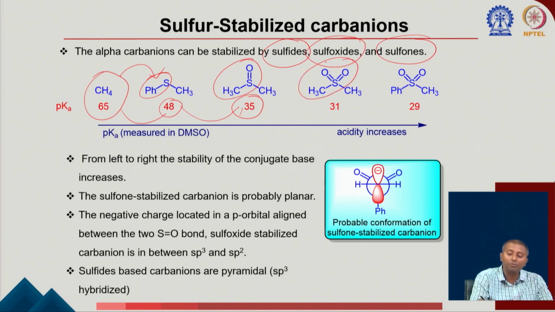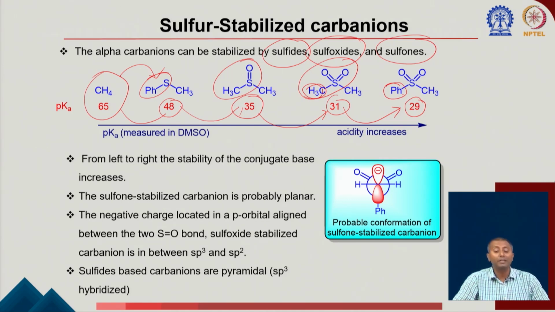SO2CH3, sulfone, then the pKa jumps to 31. So you are seeing the acidity slowly increasing, and if you replace one of these methyls by a phenyl, this proton becomes even more acidic, pKa 29. So what we are clearly seeing here is some sort of effect of sulfur. Of course, compared to the sulfide, once you go to the sulfoxide or the sulfone, the electron withdrawing capacity of the sulfoxide or the sulfone, when it's sulfone, is much higher compared to the sulfide. So the stabilization is also increased.